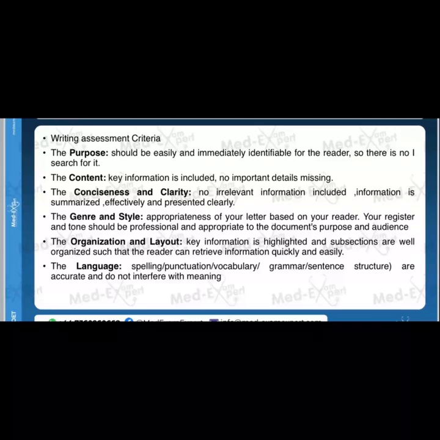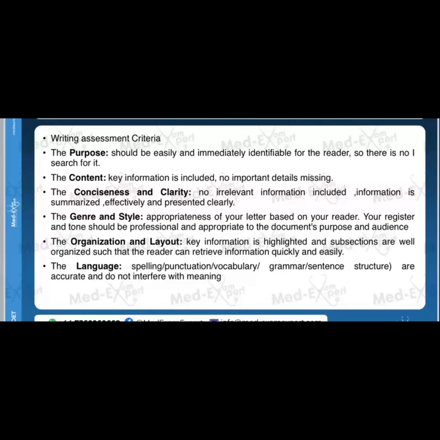In other language tests, there is a demand for using fancy English, but in OET letter writing, there is no such demand. So I would say, please use simple and clear English.